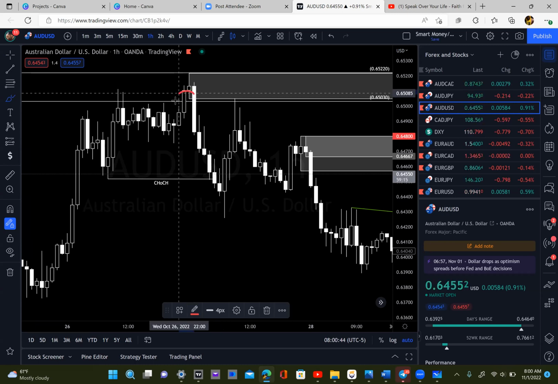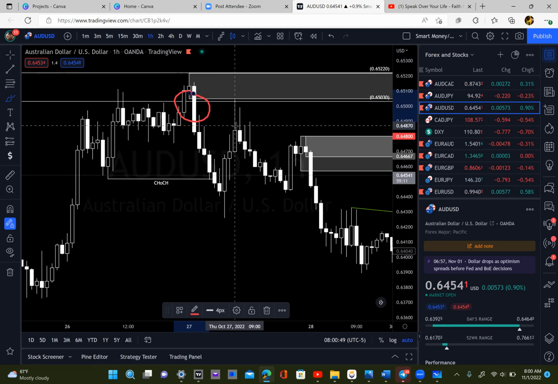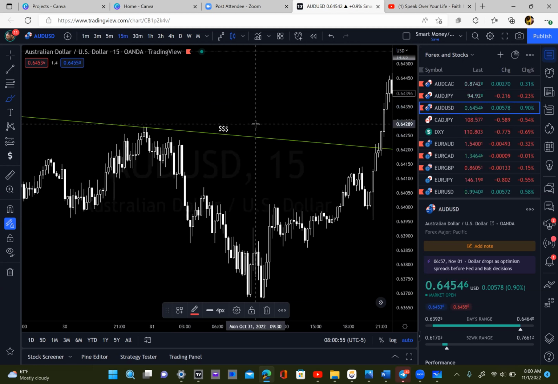Right up in here. Boom. See that gap in this white candle? And look what happened. It wicked it. Boom. This is our entry. This is our trade entry. Let's go down to the lower time frame.